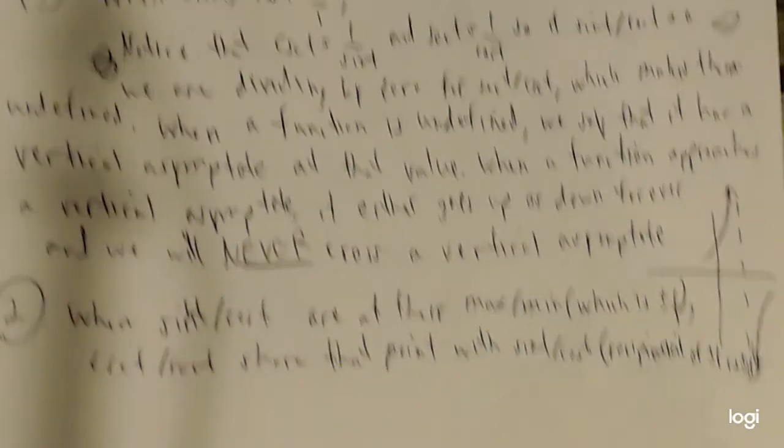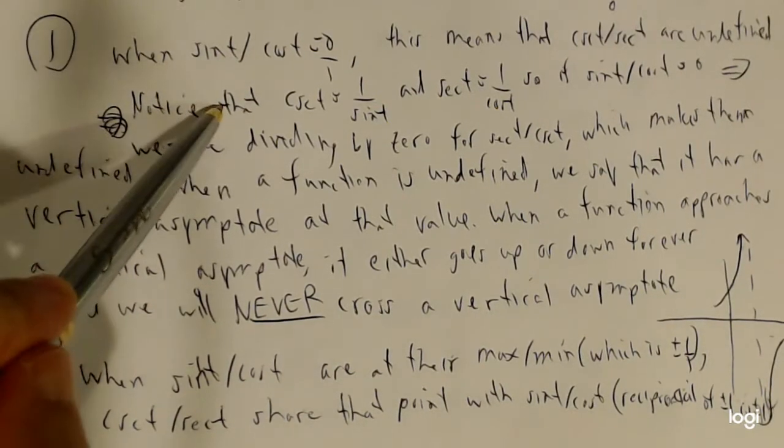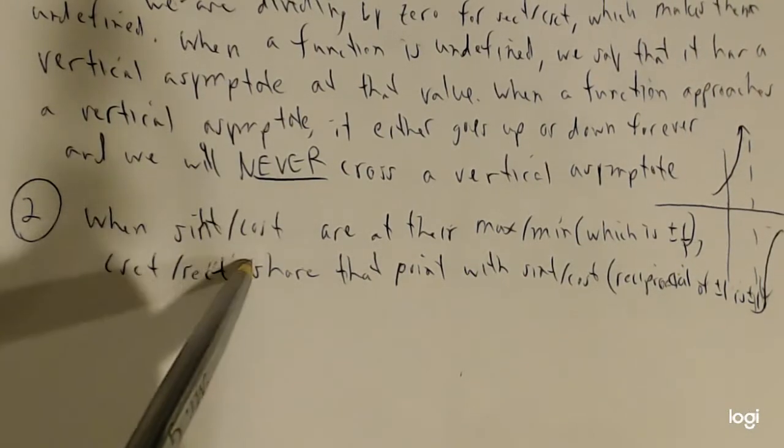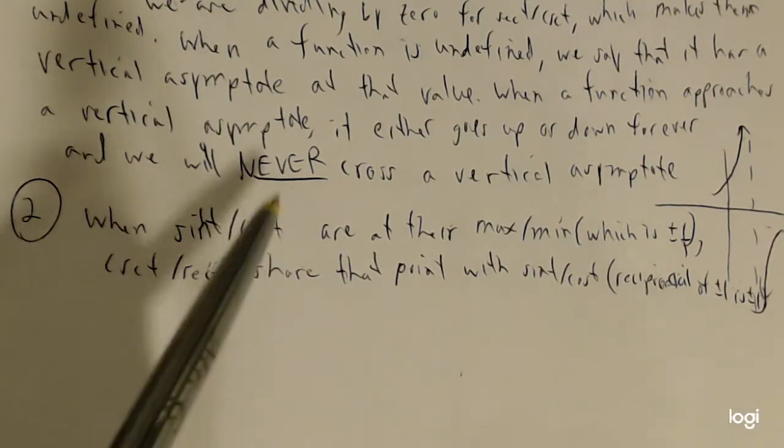So far, what have we discovered? When sine and cosine are 0, cosecant and secant have vertical asymptotes. When sine and cosine hit their maximums or minimums, those are also points on cosecant and secant.